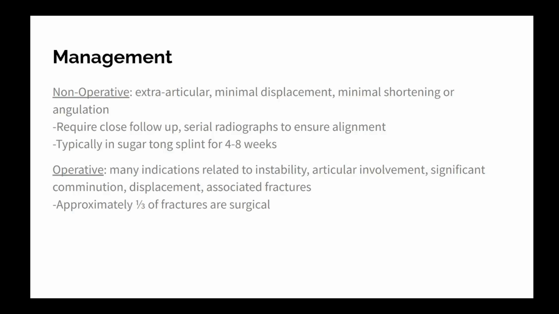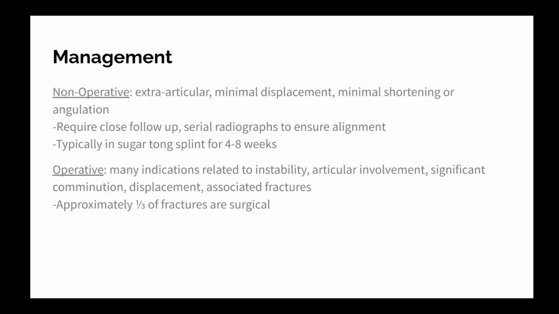Indications for surgery include instability, right? Obviously, if it doesn't stay aligned, it's not going to heal well. If it goes into the joint, there's a greater risk for arthritis, so you really want to reduce those anatomically, surgically. Significant comminution. Our patient had a lot of comminution, displacement, and then other associated fractures that require surgery. You're going to go in and fix the radius anyway.